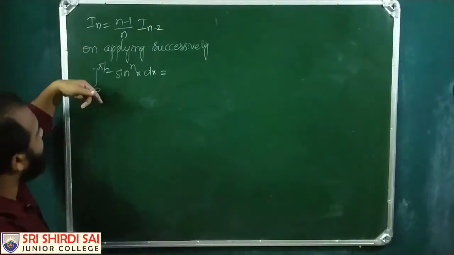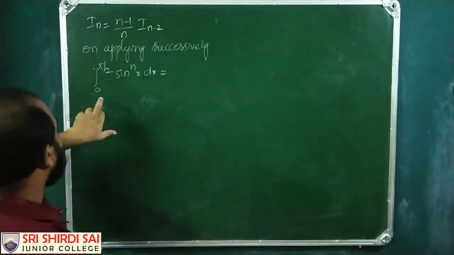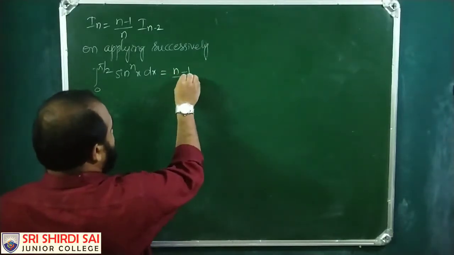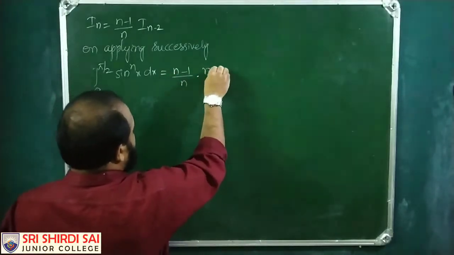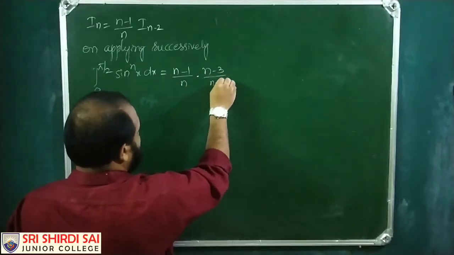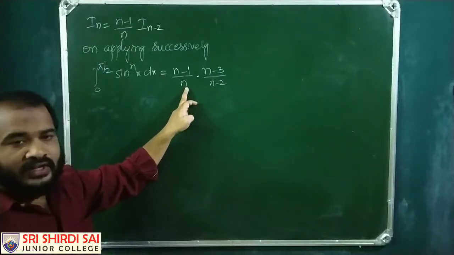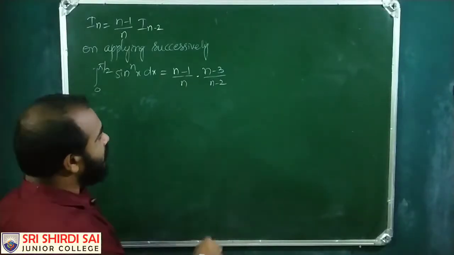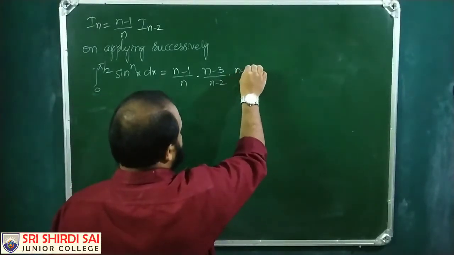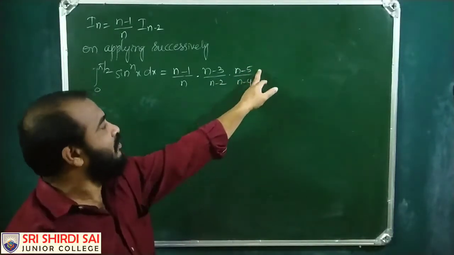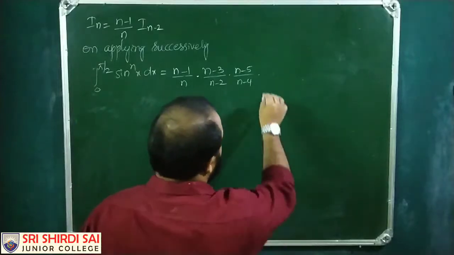So on applying successively, integral 0 to pi by 2 sine power n x dx is n minus 1 by n into n minus 3 by n minus 2. Reduce 2 in the numerator and reduce 2 in the denominator as well. So n minus 5 by n minus 4, and if you want, n minus 7 by n minus 6, etc. Up to how much?